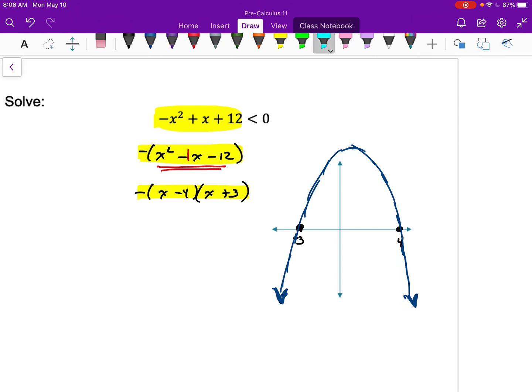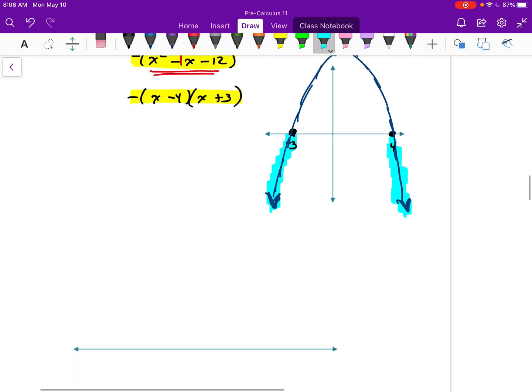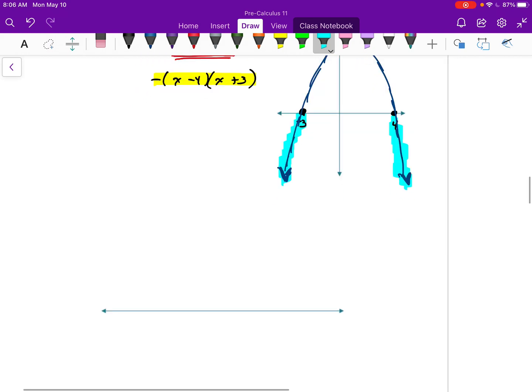And now I can answer, where is this less than 0? Where are my outputs less than 0? Well, they equal 0 at -3 and 4. They're less than 0, anything to the left of -3, anything to the right of 4. So how can I express that? Algebraically, I can say basically what I just did. X is less than -3, comma, x is greater than 4.